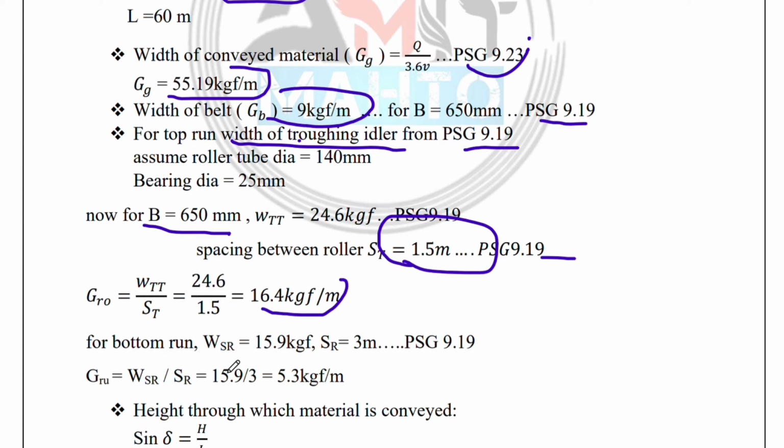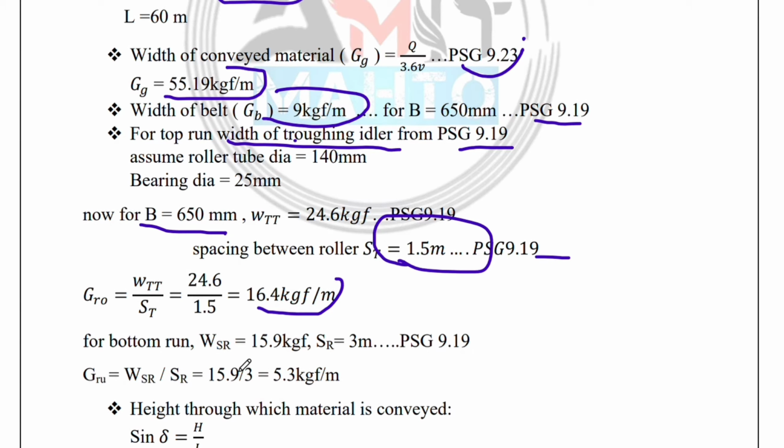Okay, for this straight idler, select the width. We got the width 650 mm. So for 650 mm, the value of WSR will be 15.9 kgf, and same with the spacing of idler. Spacing of idler for 650 mm, which will be one return idler. See the column of return idler, which has given the value 3 meter.